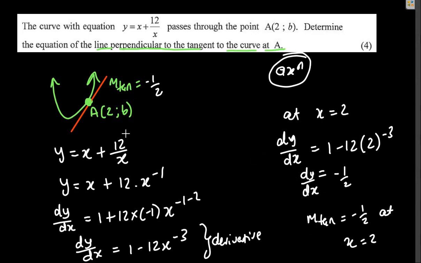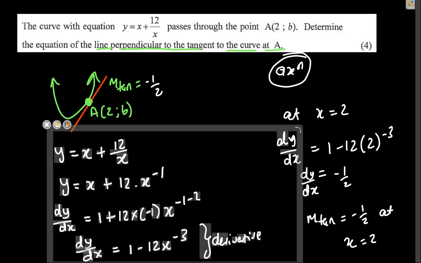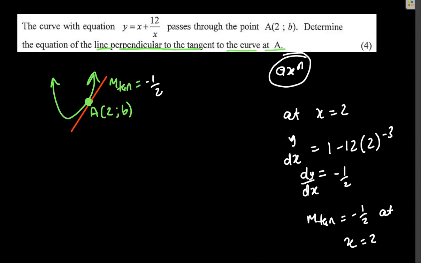Now we do not know b. B is not something that is difficult. We can quickly find b, isn't it? Now we know the derivative and then we know the gradient. Now we can quickly find b. So okay, I just erased the dy over dx. So to find b, remember you just substitute x as 2 into the original equation to get the y value.